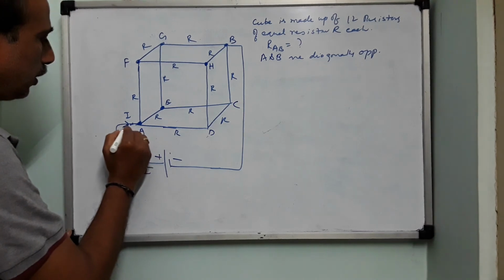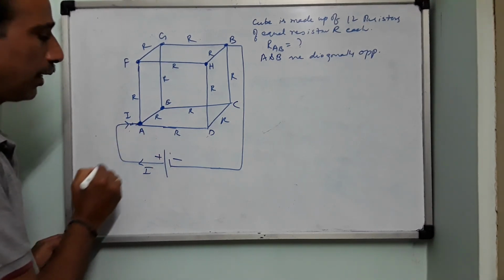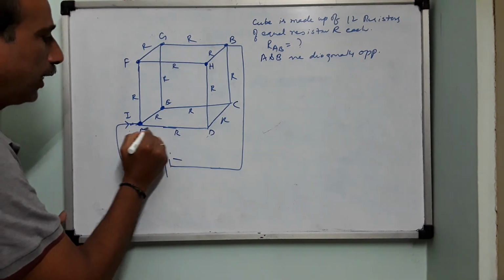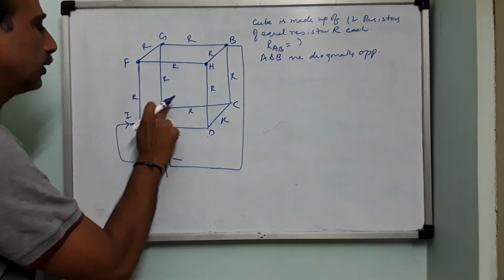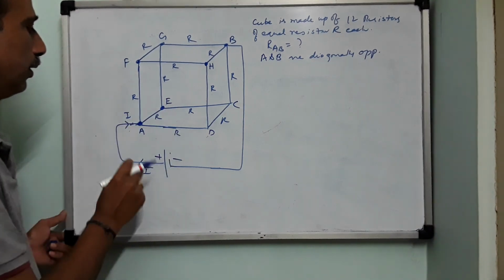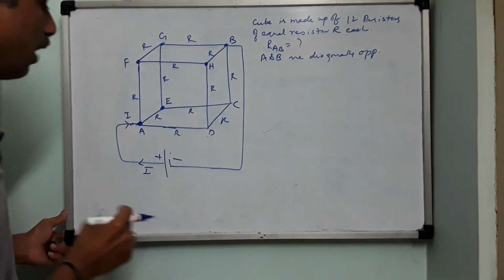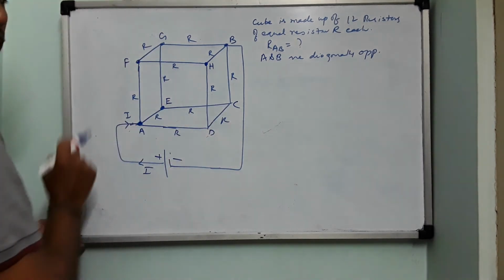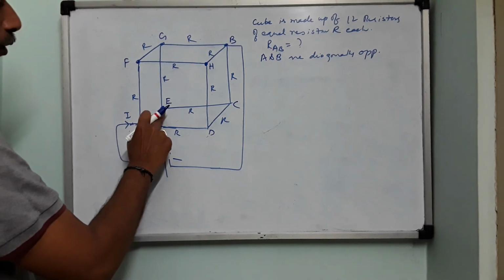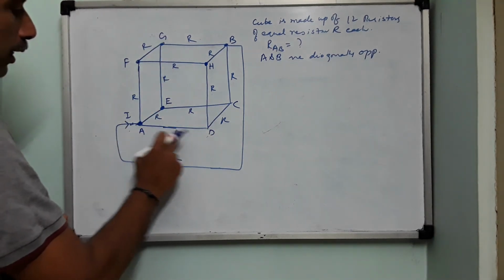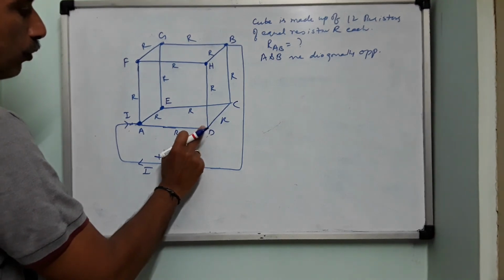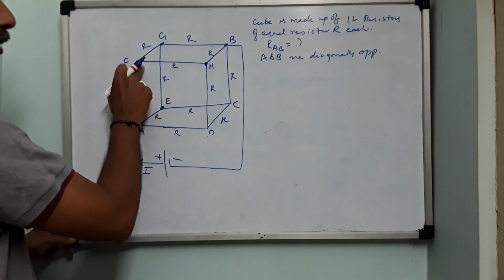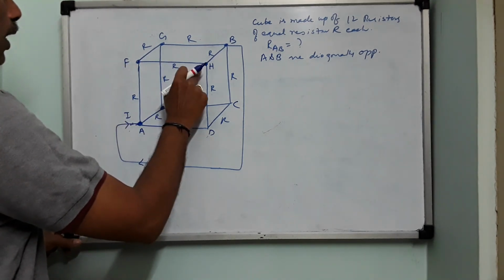Here is the current. After reaching this junction point A, it will find 3 ways immediately to get divided. One way is AD, another is AE, this is E, and the other is AF. After that, the current coming to E will divide into 2, here and here. The current coming to junction point D again will divide into 2, like this, DC and DH. The current coming to F also will divide into 2, this is FH and FG.